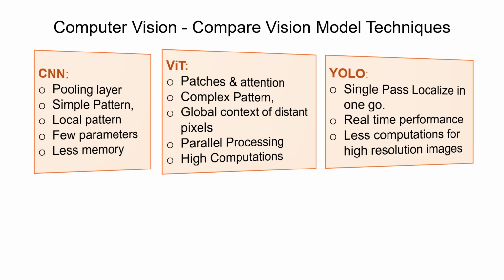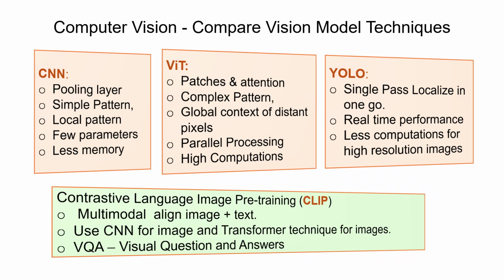YOLO, you only look once. This technique identifies and localizes the objects in one go. For high resolution images, with less computations compared to vision transformer models, YOLO can be used. Next, CLIP. Advanced computer vision techniques for multimodal. In multimodal, computer vision can look at an image and answer questions about the image.